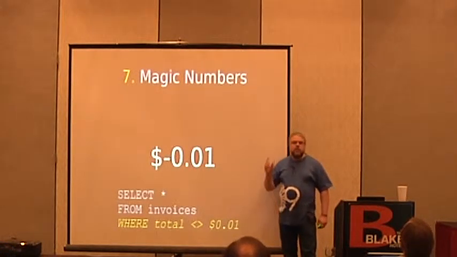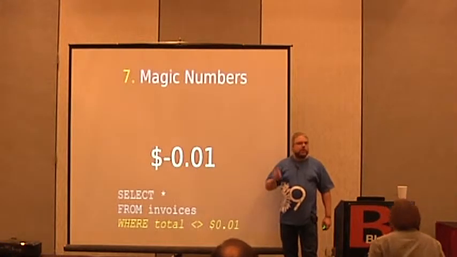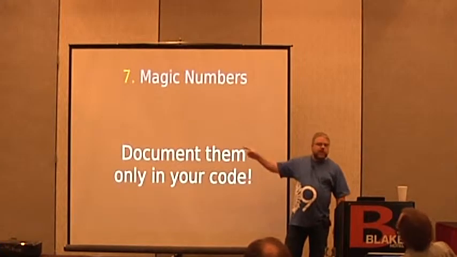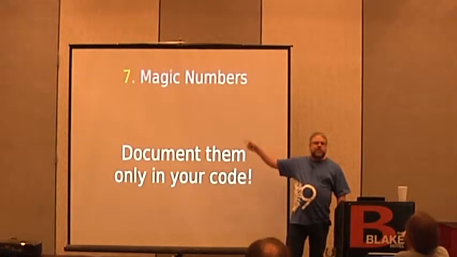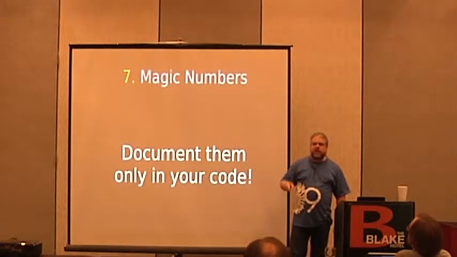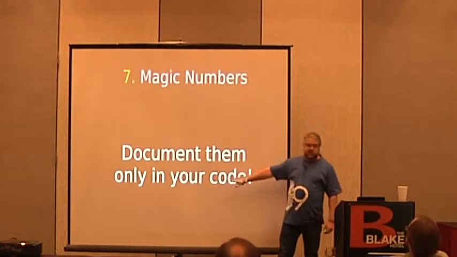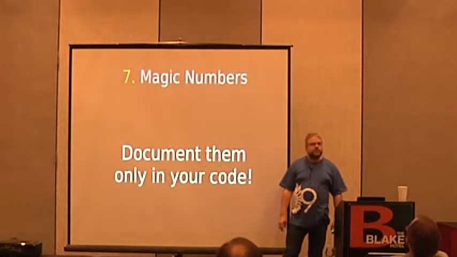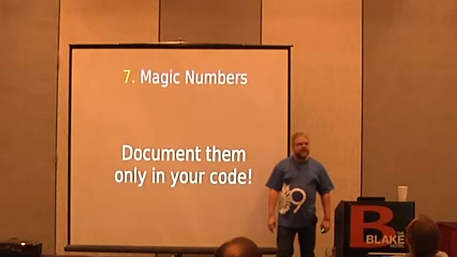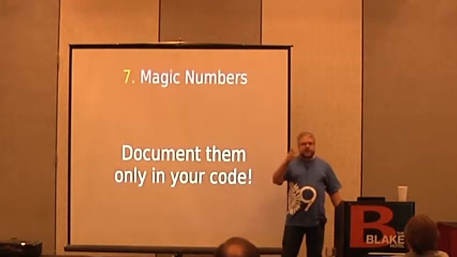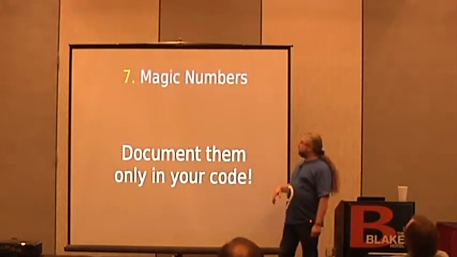So the most important thing about magic numbers, if you really want to have fun with them: document them only in the application code. They should not be annotated anywhere else. Preferably, don't even document them in the application code. Well, sometimes you have to actually figure out what you're doing.